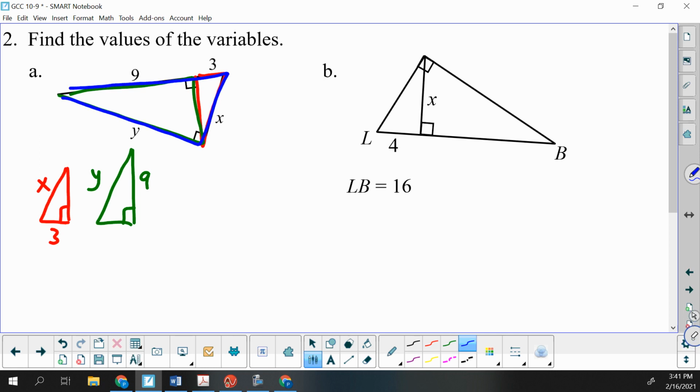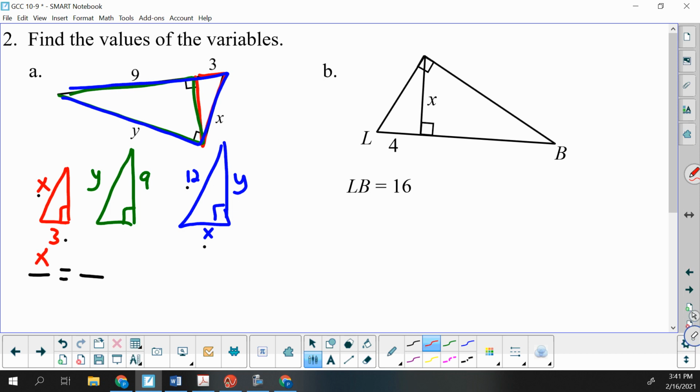And if we look at the huge triangle, we have x for the short leg, y for the long leg, and 9 plus 3, or 12, for the hypotenuse. So notice in the red and the blue, we could use our hypotenuses and the short legs to find x. Or you could use the green and the blue to find y. It's your choice what you want to do first. I'm going to do the x's with the red and the blue first.